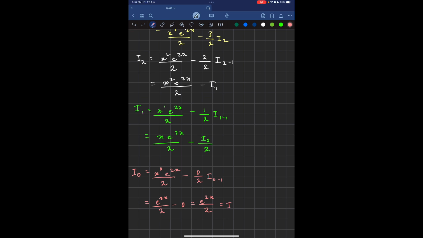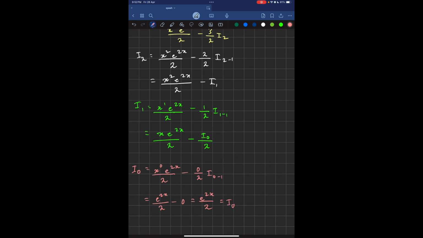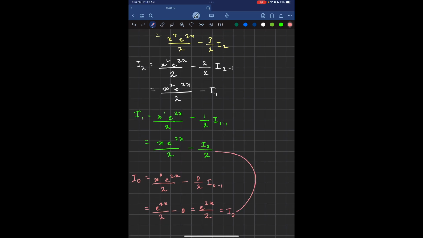This is I0. So now we can sub this into here. We have no more I's. We don't have an I in this equation. So we have gone to the most basic and simplest form that we can possibly go to with this whole formula. So now we can start subbing in I0 into I1, and then we can find I1 and sub it into here. So let's go ahead and start subbing in.